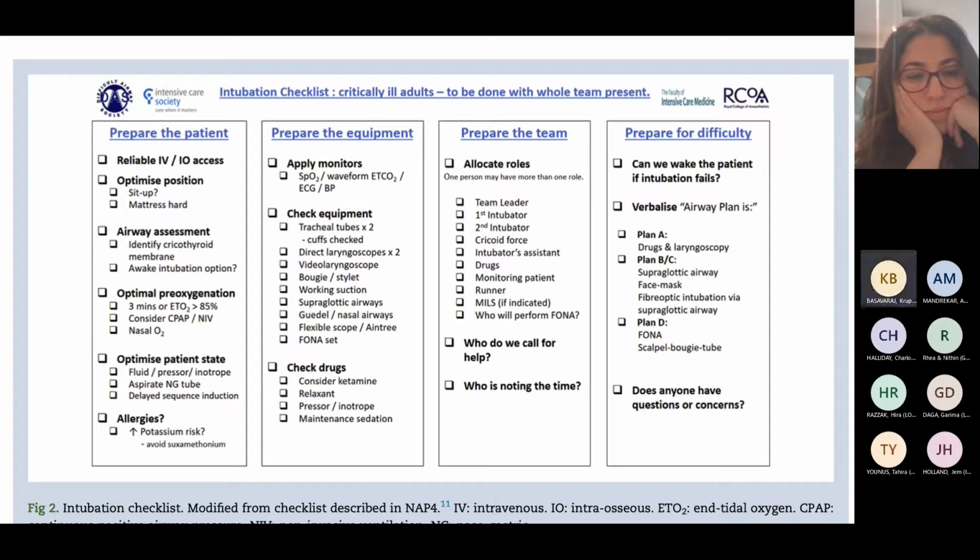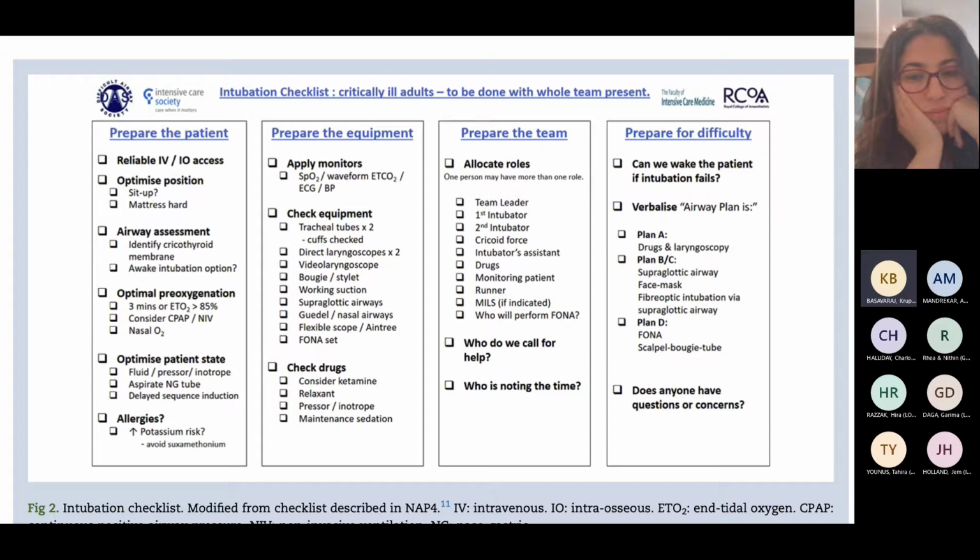Optimal pre-oxygenation is ideally 3 minutes or with end-tidal oxygen concentrations of more than 85%. You can consider a CPAP or an NIV as it continues. Nasal oxygen, high flow nasal oxygen is one which can be continuously on. Nasal specs can be kept on.